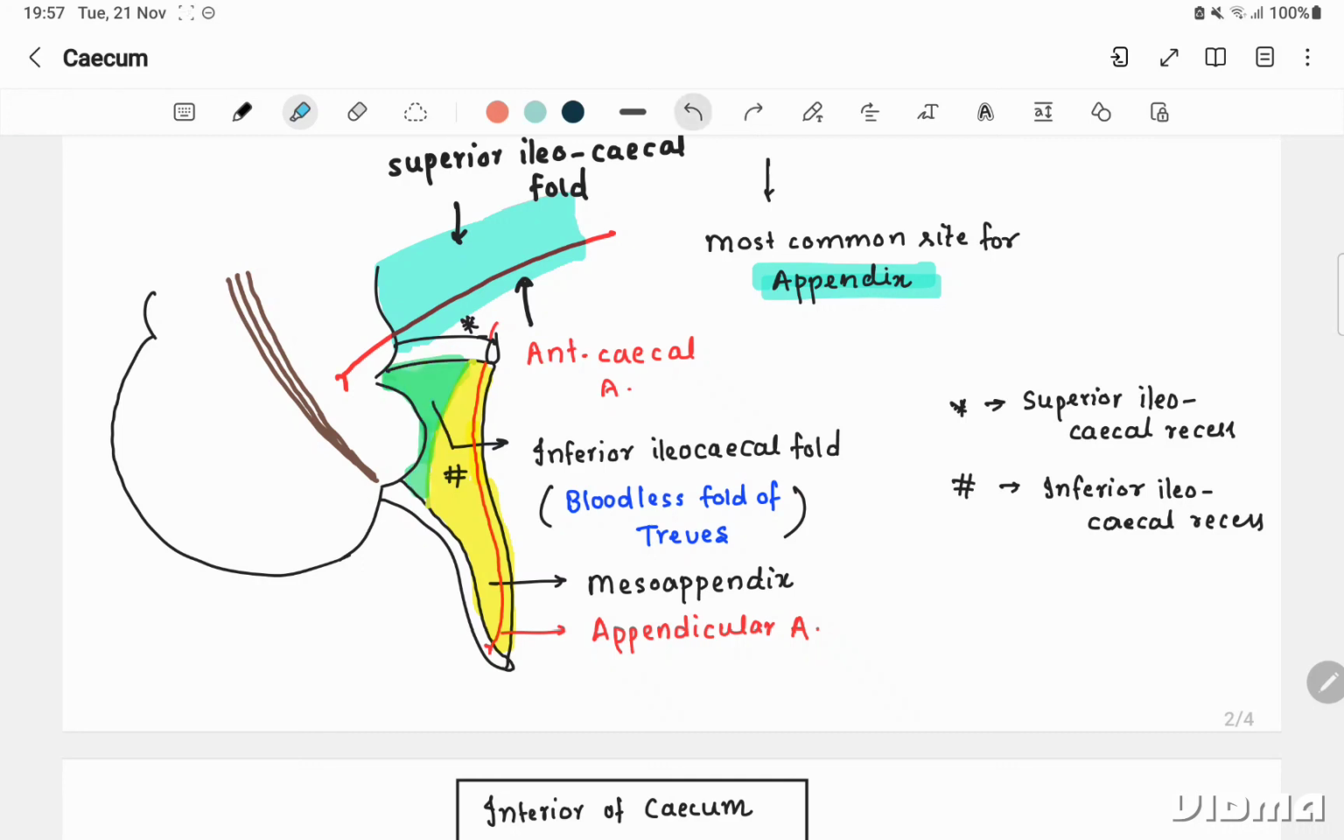This is the inferior ileocecal fold, which is bloodless. It is called the bloodless fold of Treves. This is the bloodless fold of Treves, and this is called the inferior ileocecal fold. Then we have the mesoappendix. The appendix is there. Then the mesoappendix, the peritoneal lining, and the appendicular artery, which will be passing like this.